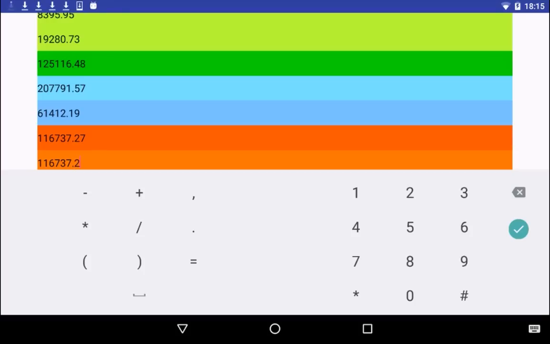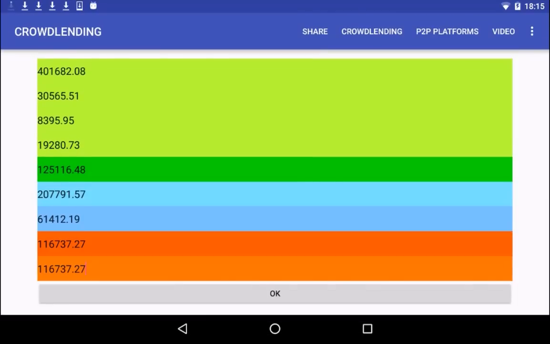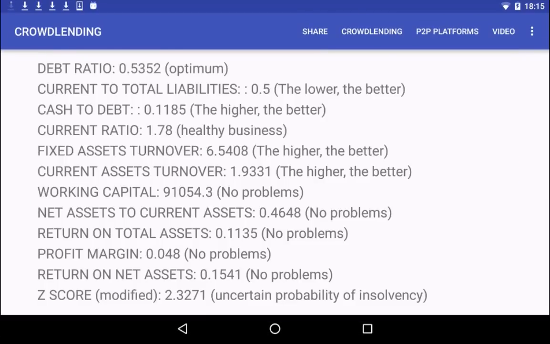Enter 9 figures from the balance sheet and income statement of a company to obtain 12 basic ratios about debt, liquidity and solvency.